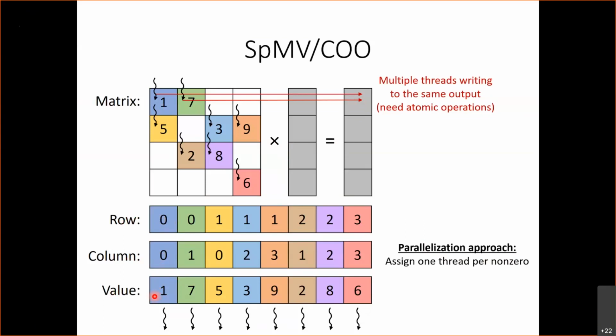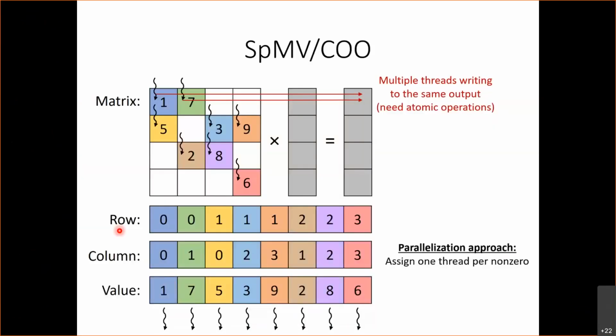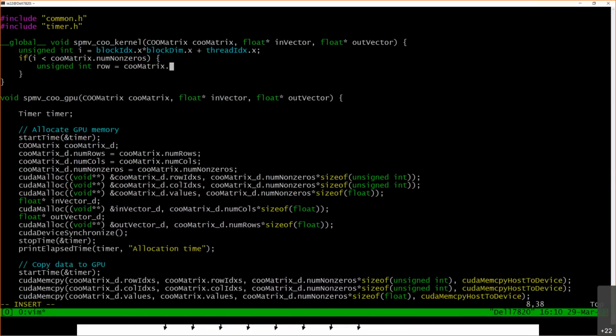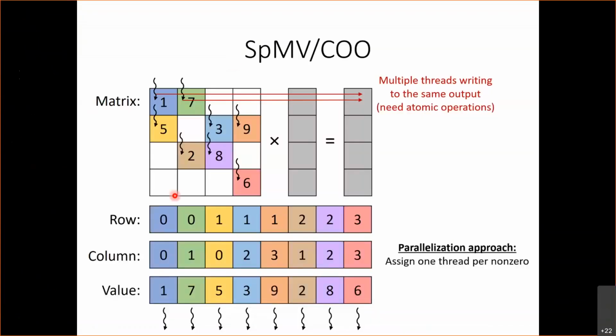Okay. Find the row. The row is going to be in the row array of the COO representation. So I get my COO matrix, and in my COO matrix, I'm going to have a row indexes field, and this row indexes field is indexed by what? It's going to be indexed by I, because I is the index of the non-zero. Similarly, I'm going to get my column value. My COO matrix is also going to have a column indexes field, and this field is also going to be indexed with I to get the corresponding column index.